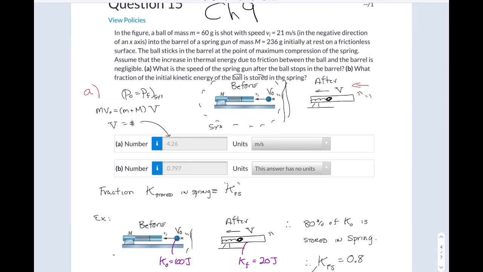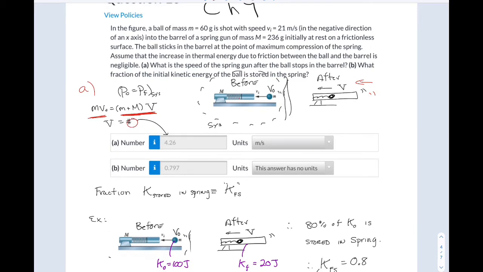I'm going to conserve momentum for the collision. The initial momentum is the ball's. The final momentum is they're stuck together and moving off to the left. So I can get capital V as a number. That's part A, done.